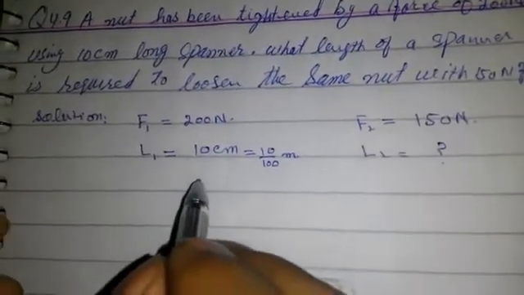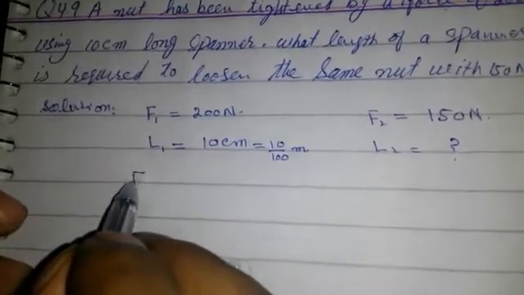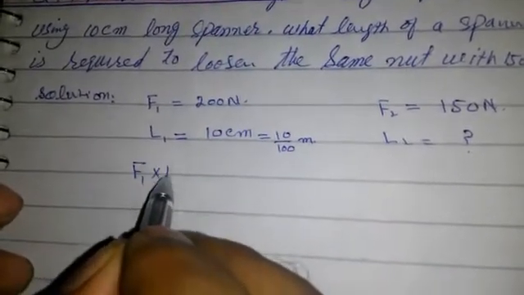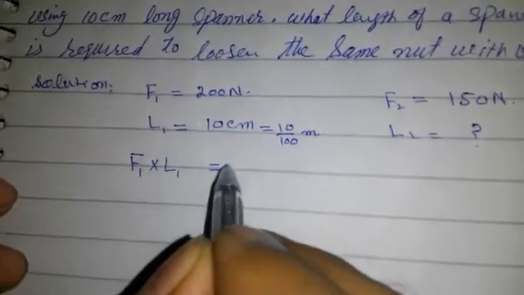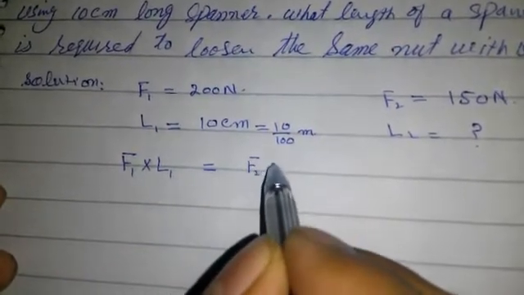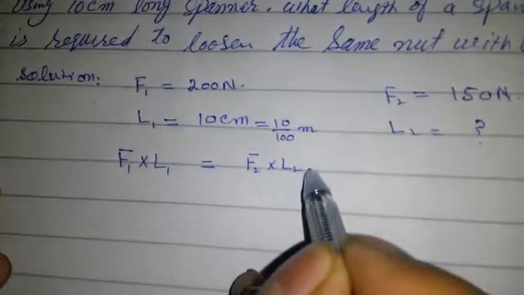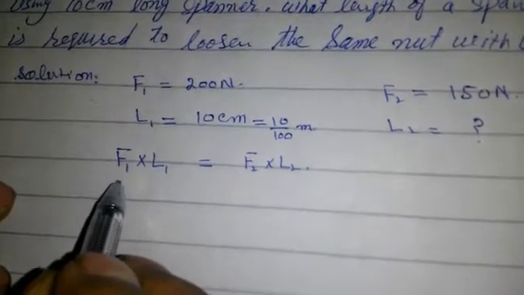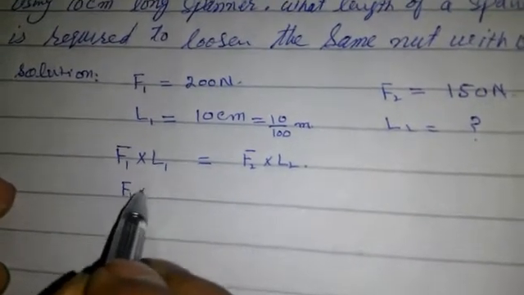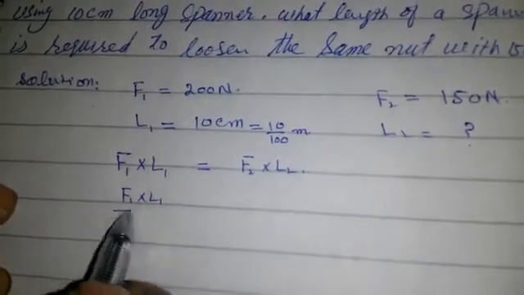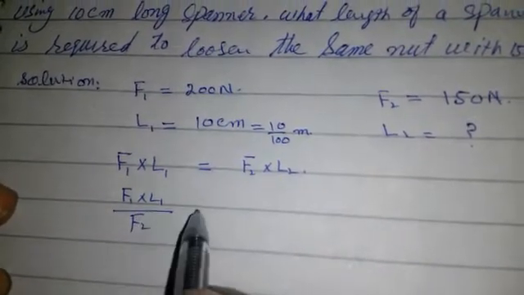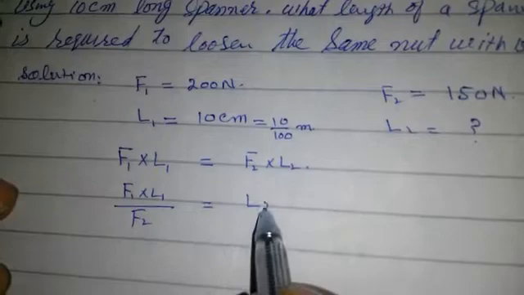We know from the principle of moments, F1 L1 is equal to F2 L2. So F1 L1 over F2 is equal to L2.